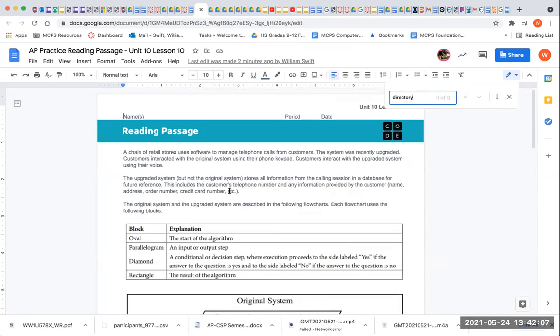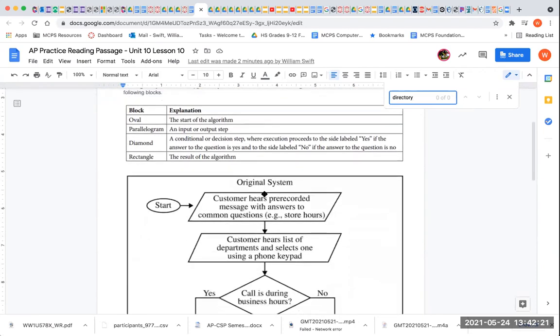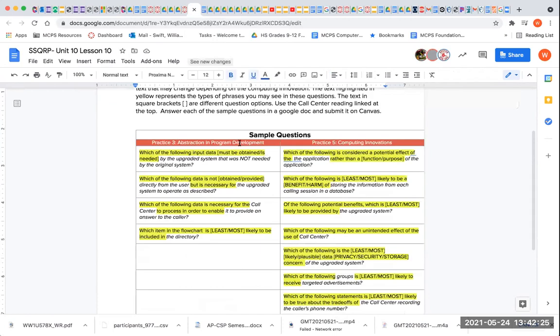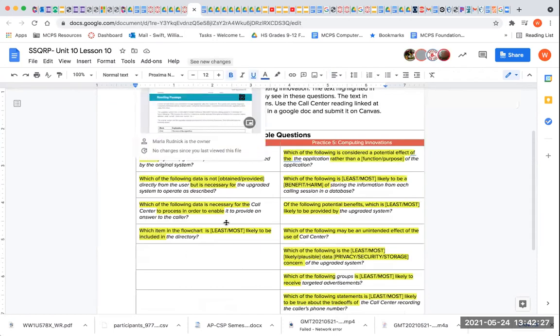So the new system collects people's name, phone number, address, right? It says it's somewhere in here. But anyway, all you need to say is which of the items in the flow chart is least or most likely to be included in the directory. Let's take a look.